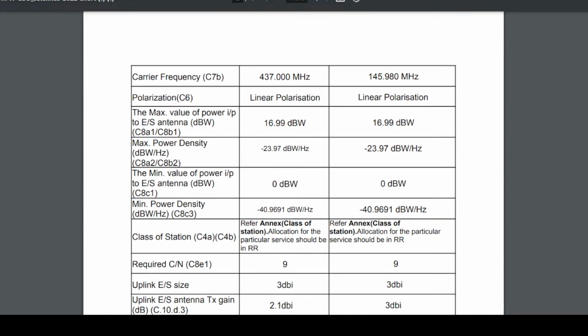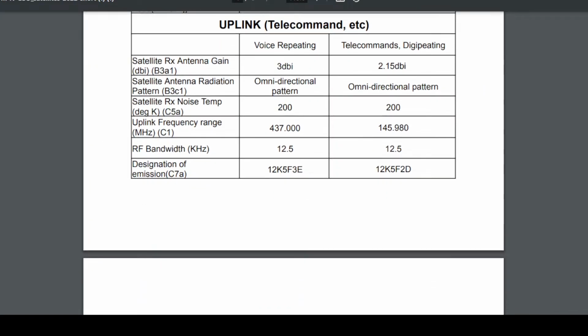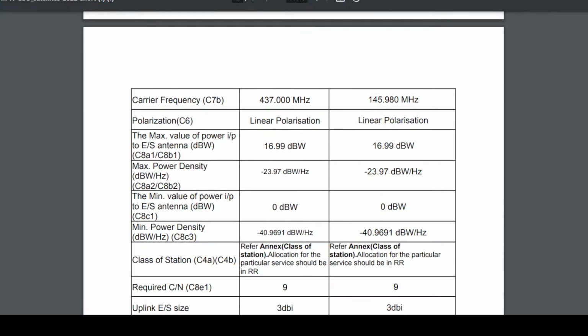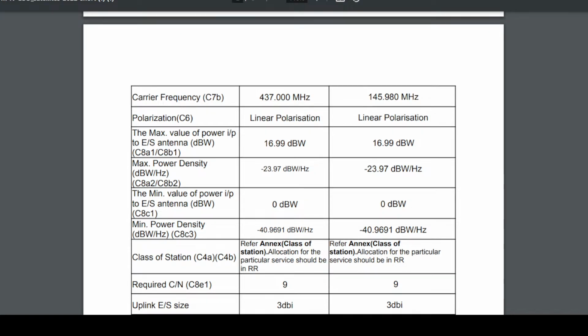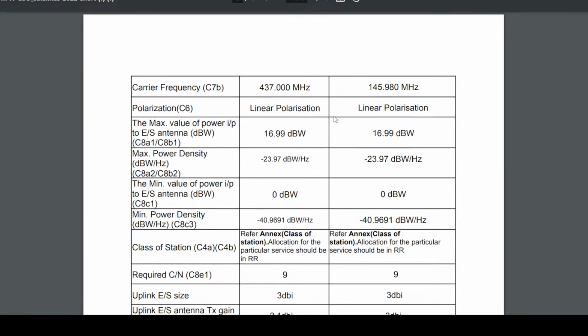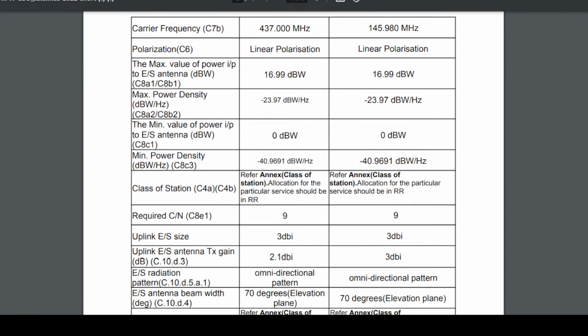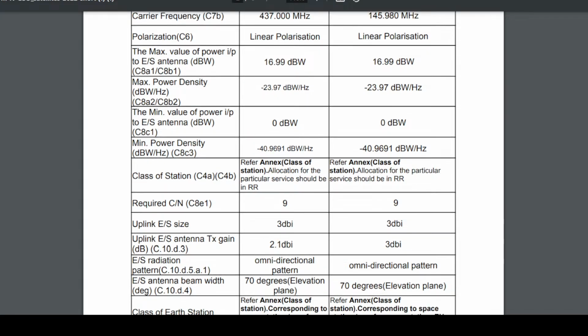Then again, we mentioned the carrier frequencies over which the signal is being carried. Further above was the uplink frequency range, so the range which it can receive, and the carrier frequency is basically the carrier signal which will travel and carry the packet. So it is 437 megahertz and 145.9. Polarization is linear. Polarization is a concept which we can ponder for a long time, so we will just drop it. But we can keep a singular point in mind: for satellites, mostly amateur satellites, it's linear polarization.